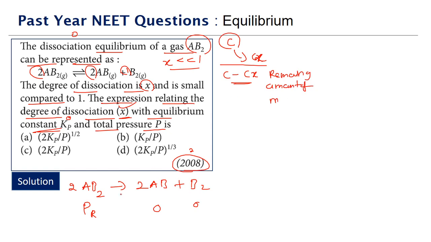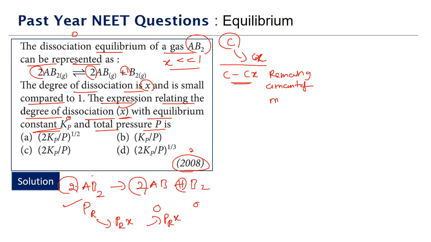Now in the same manner, here also we will take this degree of dissociation X parameter. If the initial pressure is PR and the degree of dissociation is X, then the pressure that is reduced will be equal to PR into X. If you look at the balanced equation given to us, every 2 particles of AB2 will give us 2 particles of AB, so the count is in proportion. So if the pressure is reduced here by PR into X, the pressure of the product AB will be increased by the same amount.